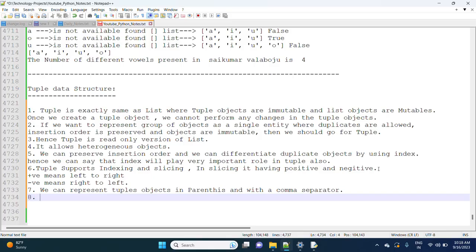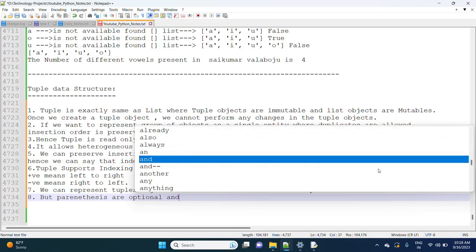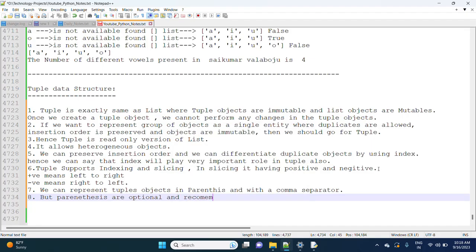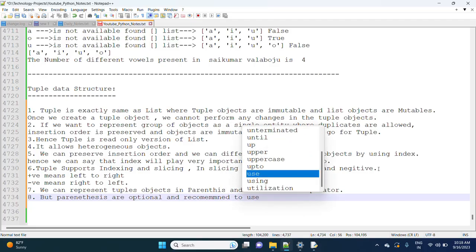Parentheses are optional, but recommended to use.